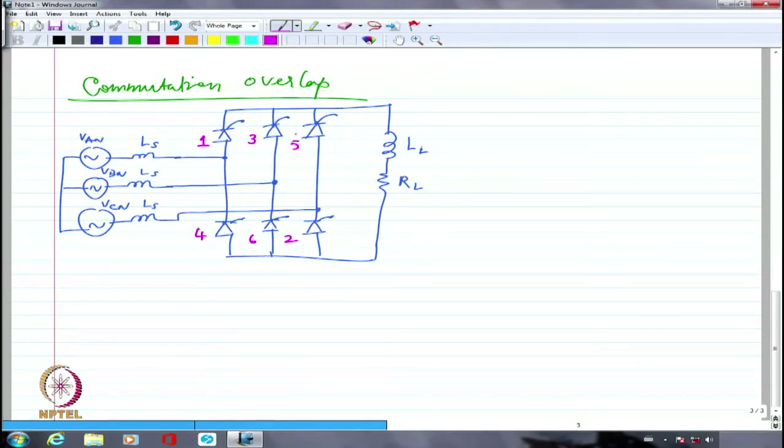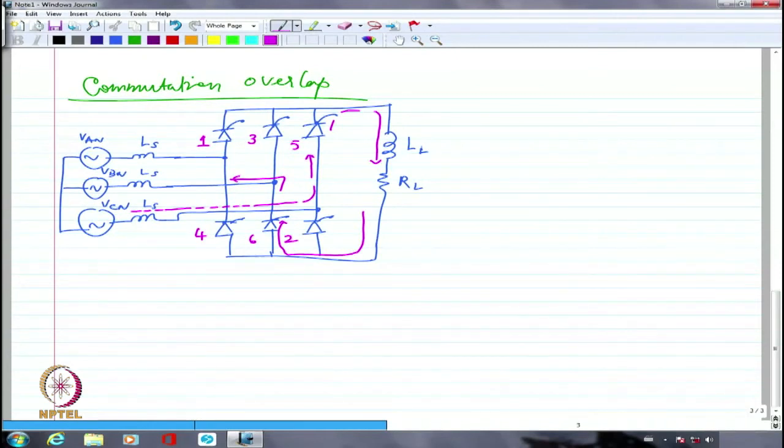Obviously, the current has to come from 5. Originally, 5 was conducting. And I am firing 1 now. So, 5 and 6 were conducting together. When I fire 1, 5 is supposed to give up instantaneously and 1 is supposed to take over instantaneously. That's what we were expecting, right? If 5 is conducting, the current would have gone somewhat like this. It would have gone like this, and it would return through 6 like this through B. This is the path for the current.